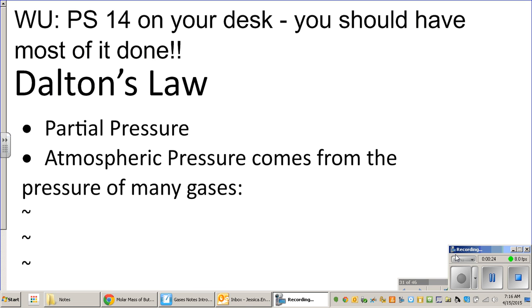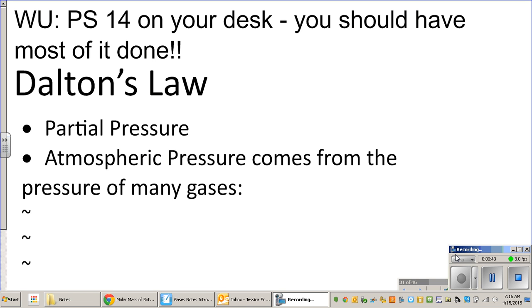Which one was a B? Boyle's Law included pressure and volume. C? Charles's Law included volume and temperature. D? Dalton's Law, okay? So then we'll go through the rest of them.